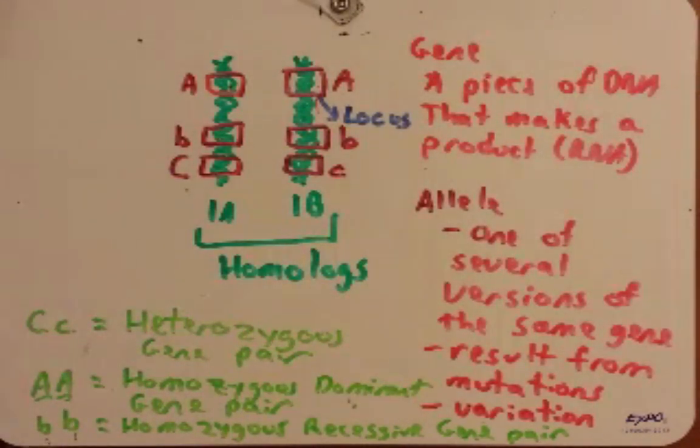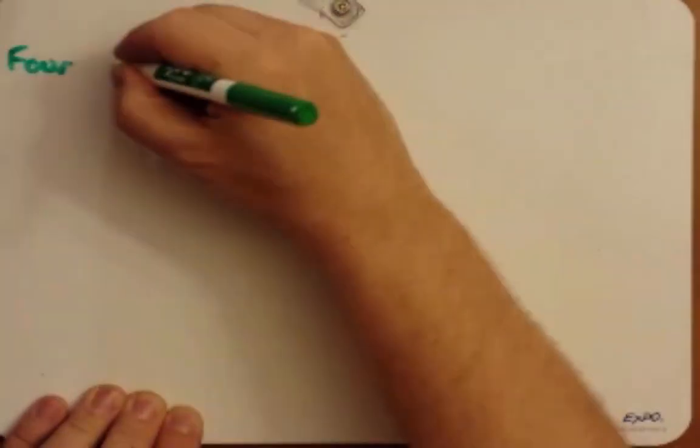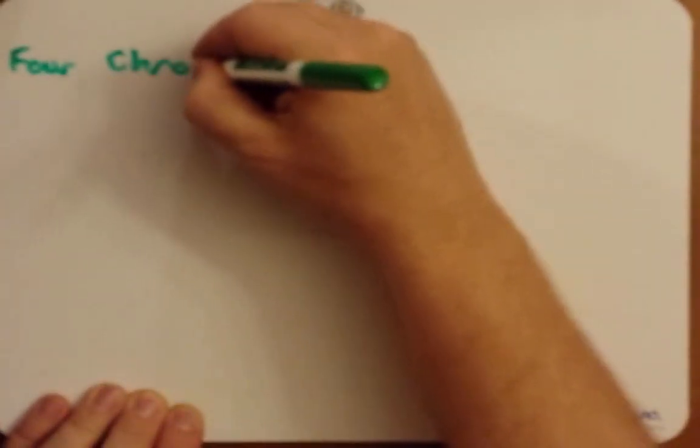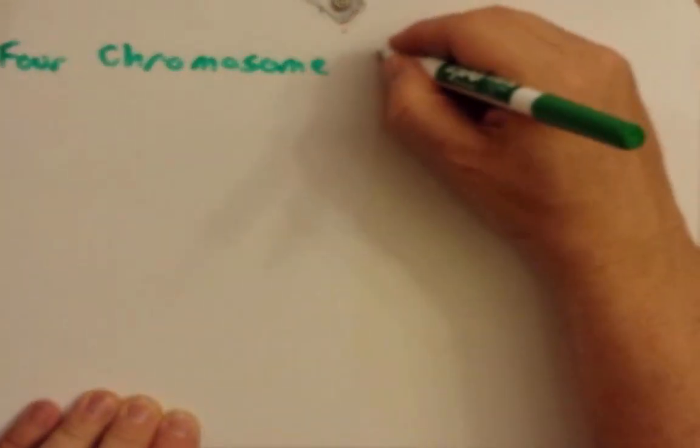Okay, I'm going to erase this real quick here. Eukaryotic chromosomes can be classified as one of 4 types of chromosomes. So there are 4 chromosome classifications.